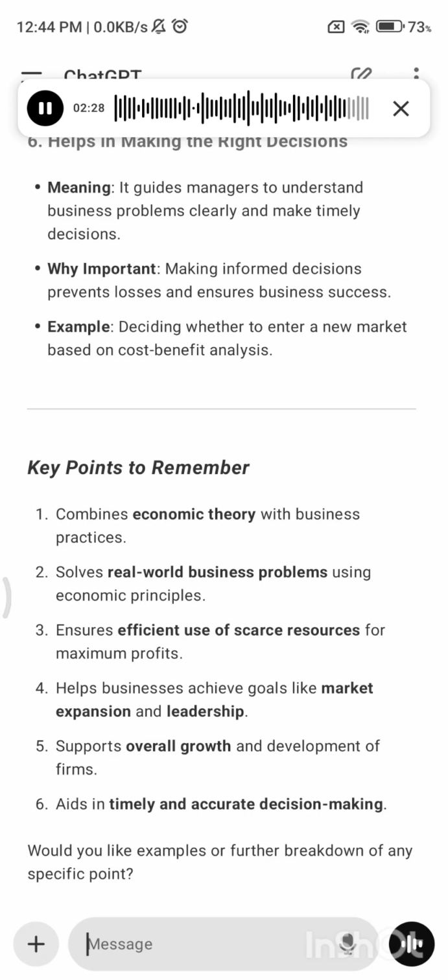4. Helps businesses achieve goals like market expansion and leadership. 5. Supports overall growth and development of firms. 6. Aids in timely and accurate decision-making.